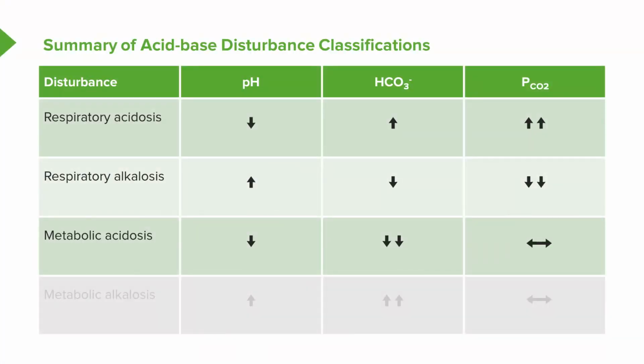Metabolic acidosis is a decrease in pH, a large decrease in bicarb, with no change in CO2. A metabolic alkalosis is an increase in pH, a large increase in bicarb, with really no change in PCO2.